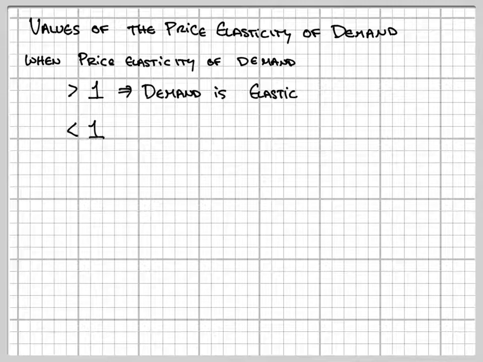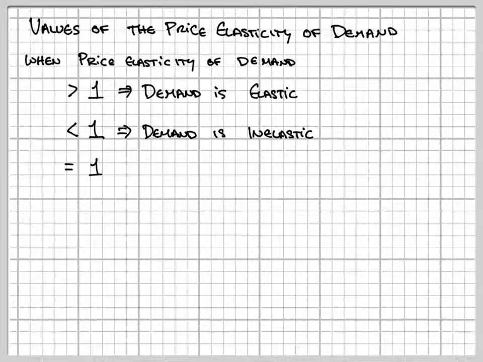When the price elasticity of demand is less than 1, as it was in the previous exercise, then a 1% increase in the price leads to a less than 1% decrease in quantity demanded. So at this point, demand is said to be relatively unresponsive. So demand at this point is said to be inelastic. If the price elasticity of demand equals 1, then a 1% increase in price leads to a 1% decrease in quantity. Demand is said to be unit elastic.